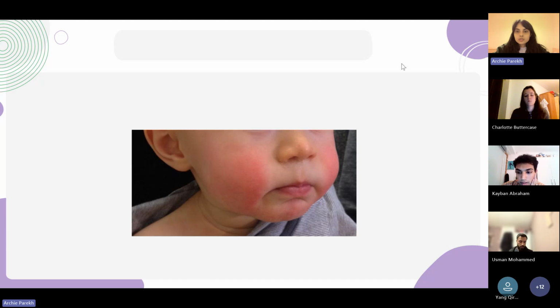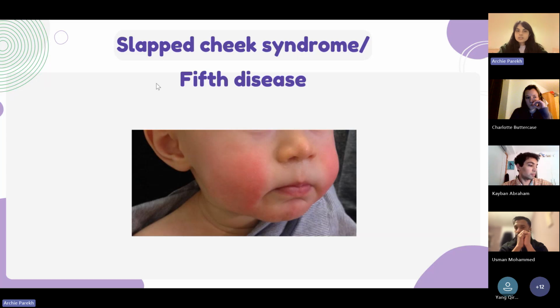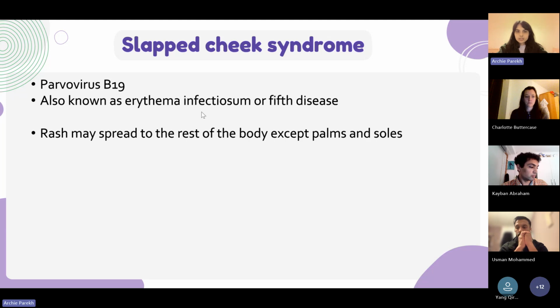Okay, moving on. What do we think of this? What disease is this, or what virus causes this disease? I'll give you guys a few seconds to answer in the chat. Yeah, perfect. Yes, it is slap cheek syndrome, and it is caused by parvovirus B19. It's also called fifth disease, and it's also known as erythema infectiosum.